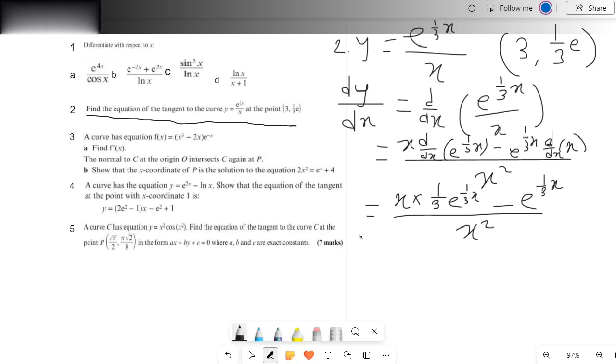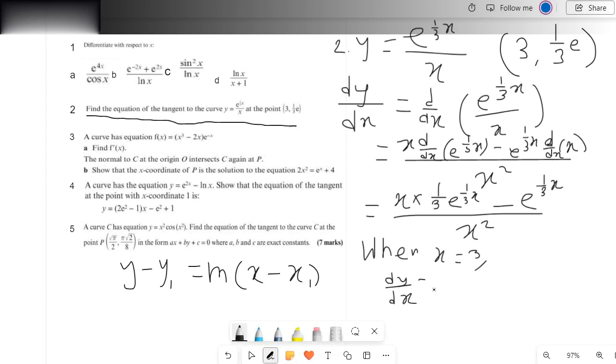So we have to find dy by dx, or the gradient, at x equals 3, so that we can use the formula y minus y1 equals m, or gradient, multiplied with x minus x1. So when x equals 3, dy by dx equals 3 into 1/3 e to the power 1/3 multiplied with 3, subtracted with e to the power 1/3 into 3 again, and divided by 3 squared.